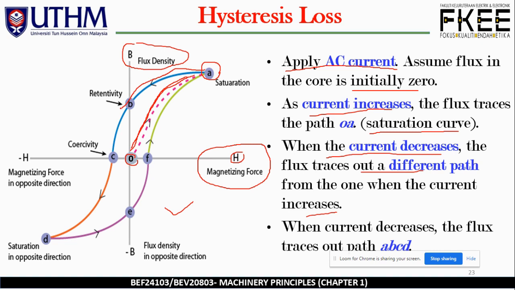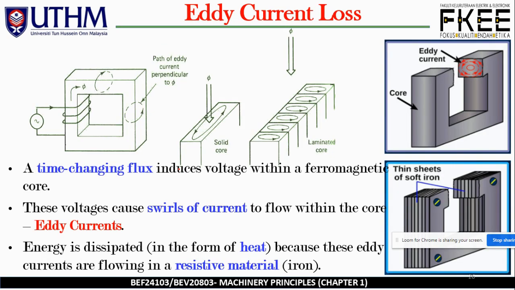Flux density. All right. On the other hand, eddy current loss. So this is a time-changing flux-induced voltage within a ferromagnetic core. Okay, so the flux with respect to changing time will induce voltage within the ferromagnetic core. All right, and then this voltage causes swirls of current to flow within the core, and this is called the phenomenon of eddy current.